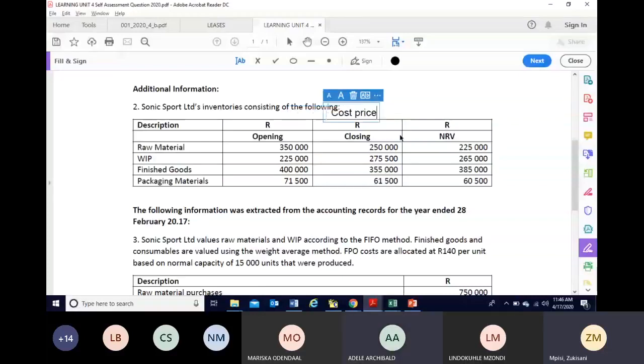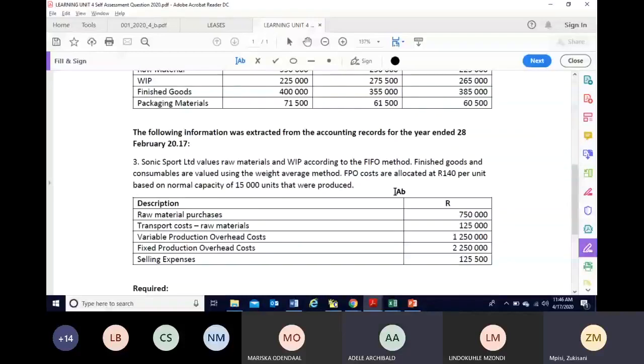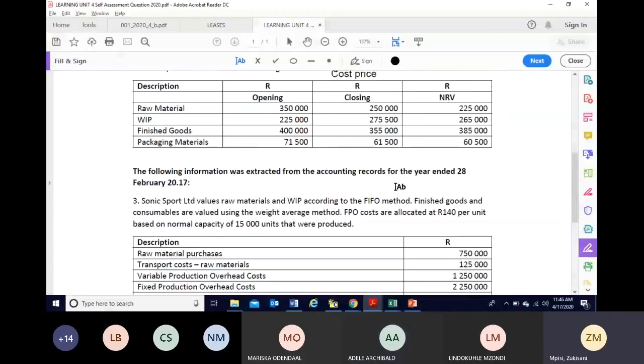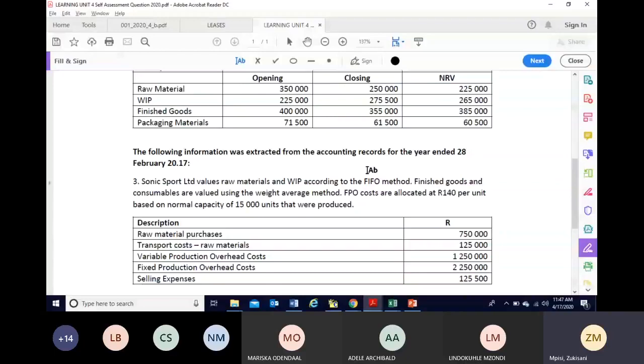So we read the information further. It says the following information was extracted from the accounting records for the year ended 28 February 2017. Sonic Ltd values raw materials and work in progress according to the FIFO method, first in, first out method. Finished goods and consumables are valued using the weighted average method. Production overhead costs are allocated at 140 rand per unit based on normal capacity of 15,000 units that were produced.